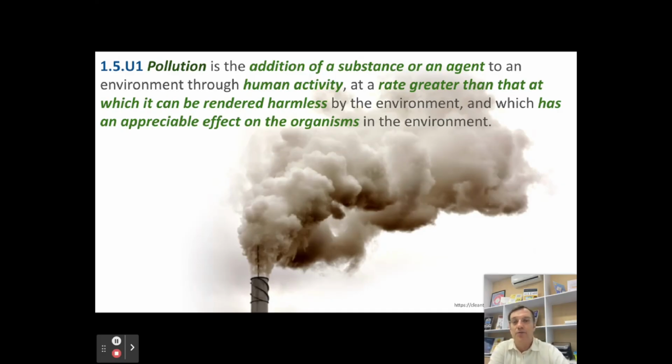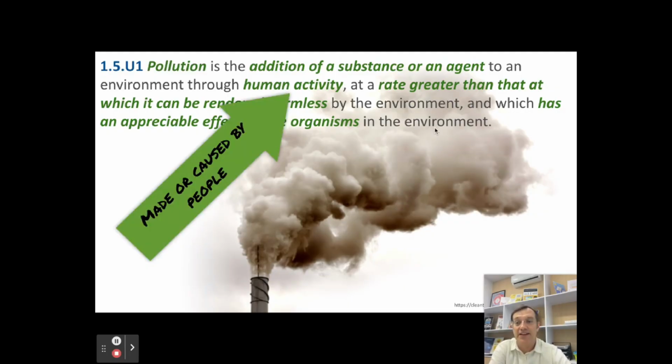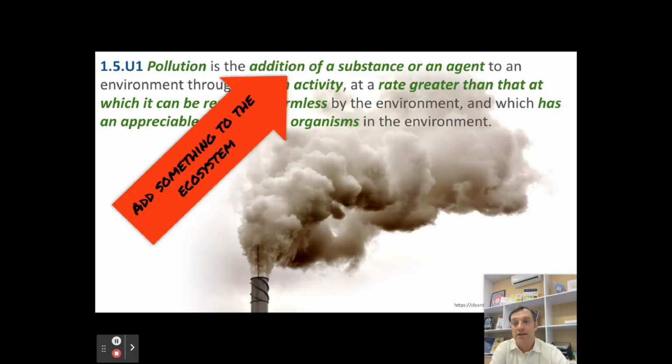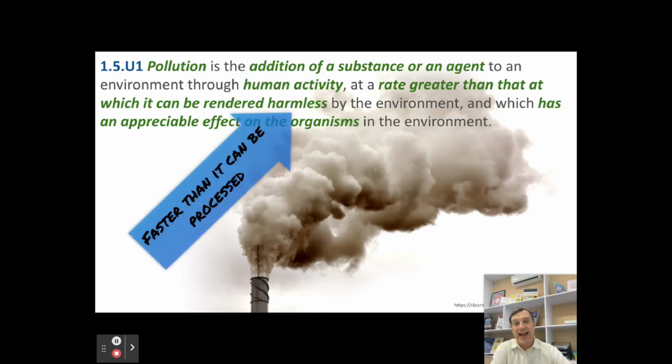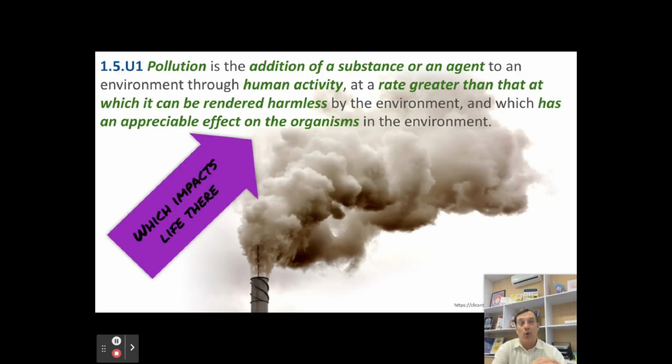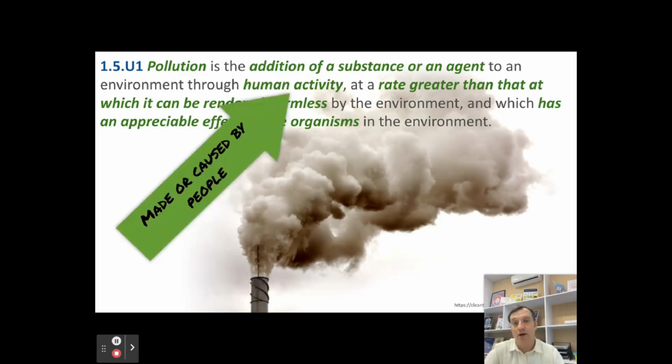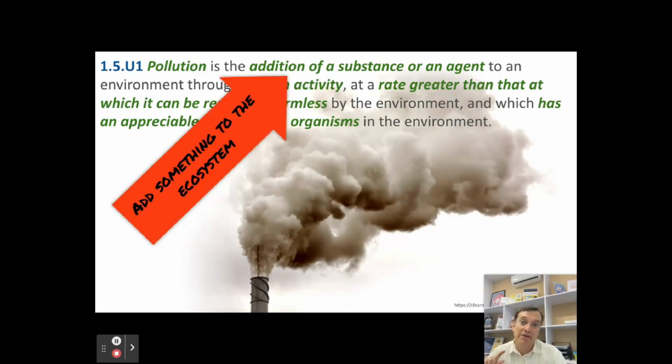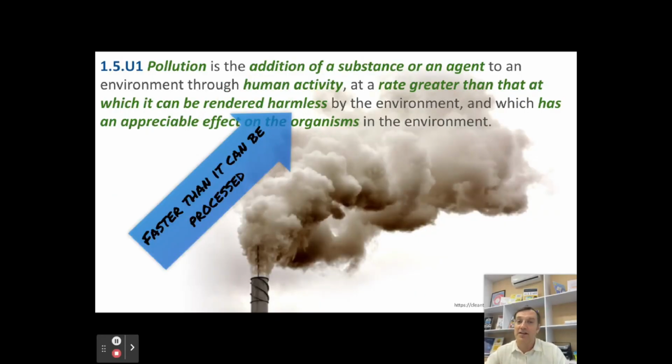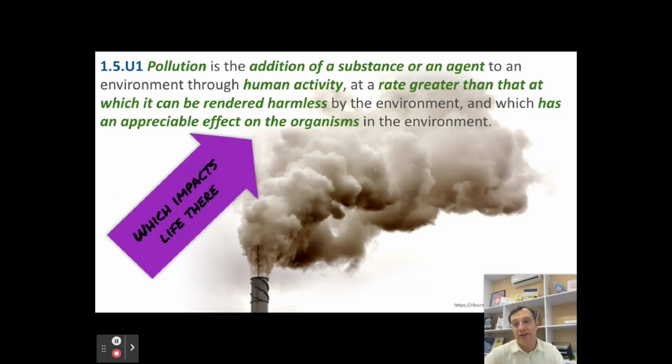When we get into more depth into the definition of pollution, there's really four big elements to it. The first is that it's made or caused by people. The second is that we're adding something to the ecosystem. The third is that we add it to the ecosystem faster than the ecosystem can process it. And fourth, that once we have added it, it has some type of impact on life there. So to recap, the four parts of the definition of pollution is that it's something that is made or caused by people, that we've added to the environment faster than the environment can process it, and which has an appreciable impact or effect on the living organisms in that environment.